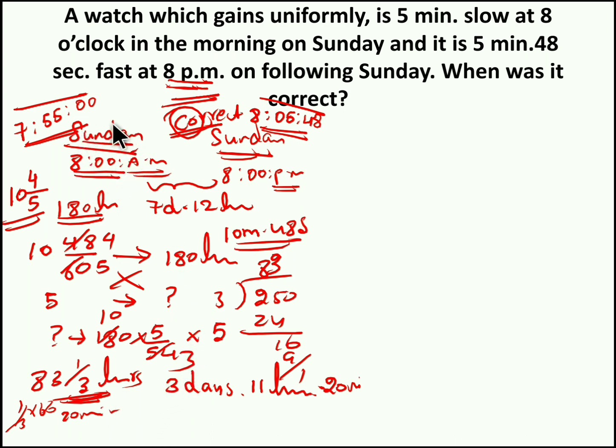See, 3 days after Sunday will be Wednesday. On Wednesday, 11 hours after 8 am will be 7 o'clock, right? So 7 o'clock and 20 minutes PM. So on Wednesday 7:20 PM, the time displayed in the clock will be the correct time. Hope you understood the problem, right?